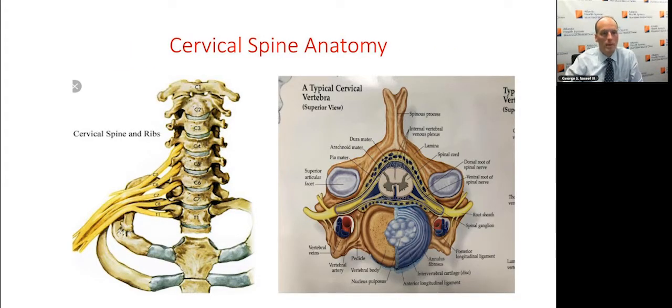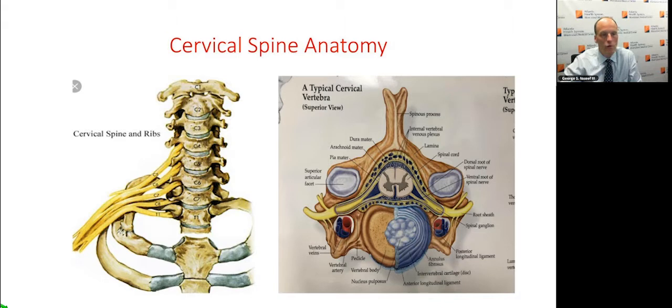So no spine talk would be complete without the obligatory Netter slide. The cervical spine is made up of 7 segments, C1, 2, 3, 4, 5, 6, 7. They articulate at the thoracic spine at T1, right in here.